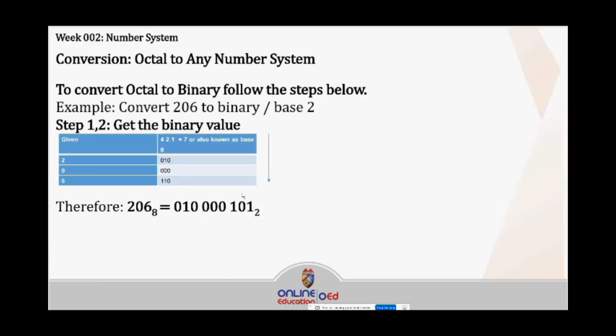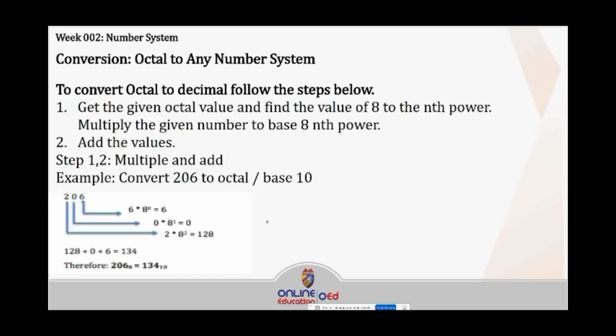So guys, this is a typographical error. It should be 1, 1, 0, not 101. Because if you're going to use that, what is the equivalent value of 101, guys? It is 5. So it should be 110. So typographical error po. 206 base of 8 is equals to 010000110 base of 2. If we are to convert it into decimal, these are the steps.